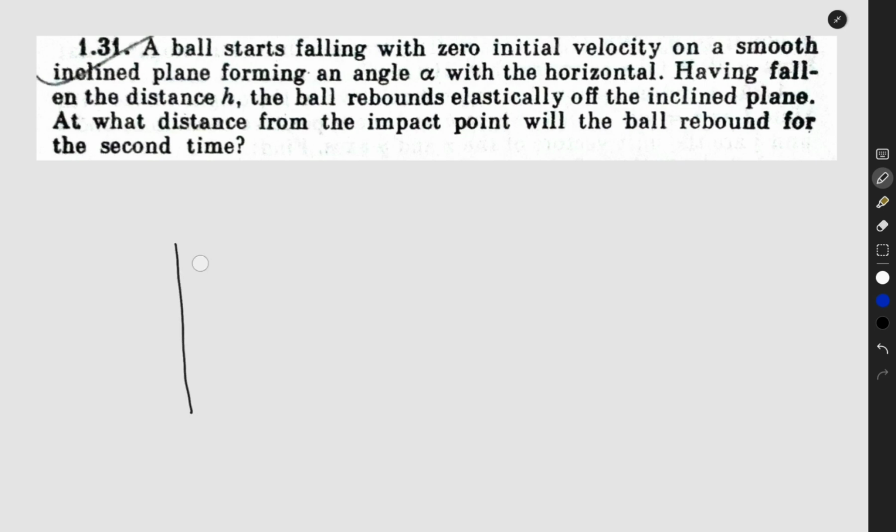Okay, so it is given that a ball starts falling with zero initial velocity on a smooth inclined plane, forming an angle alpha with the horizontal. So we have an inclined plane with us.